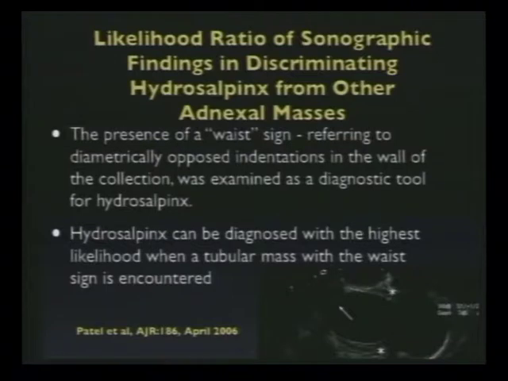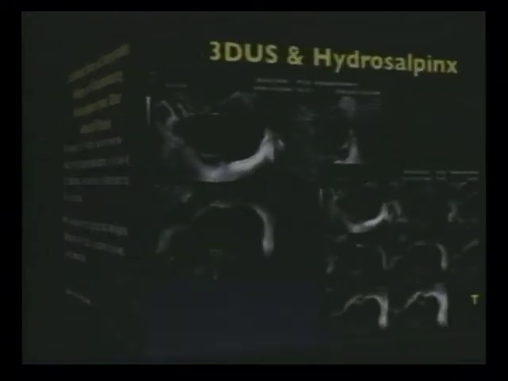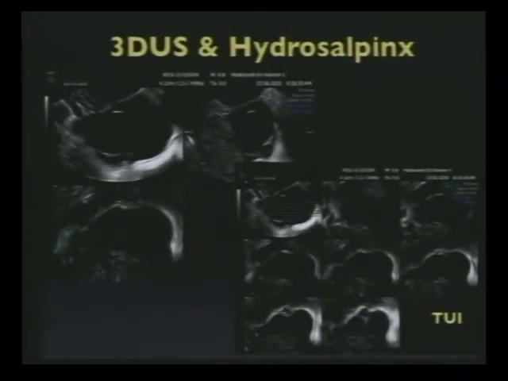Patel et al. evaluated the presence of the waist sign, referring to diametrically opposed indentation in the wall of the collection, as a diagnostic tool for hydrosalpinx. As you can see here in the asterisk, the waist sign. And they concluded that hydrosalpinx can be diagnosed with the highest likelihood when a tubular mass with a waist sign is encountered. What about 3D ultrasound and hydrosalpinx?